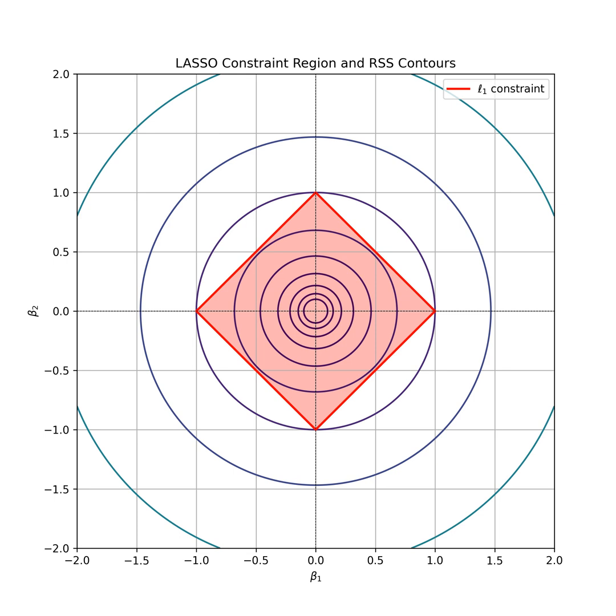You can think of LASSO as a gentle disciplinarian. It says, you can use these predictors, but only if they truly help. If not, they get pushed aside.